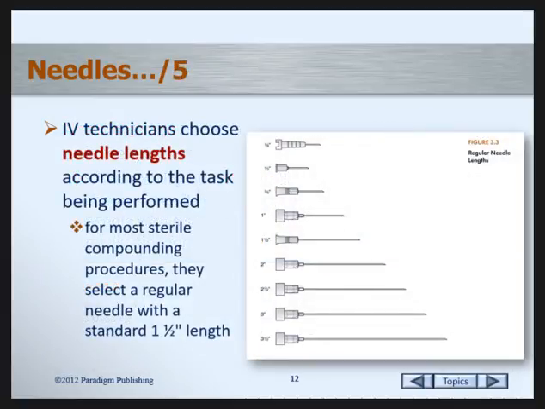The other part of measuring a needle is the needle length. We use needles according to length, and we pick them for the task that's being performed. For most compounded sterile preparation procedures, we use a regular needle that is either 1 inch or 1.5 inches in length. So these are our two common lengths. Using something that has a longer shaft could be potentially difficult and increase your risk of puncturing your IV bag when you're injecting your fluids into your final product.